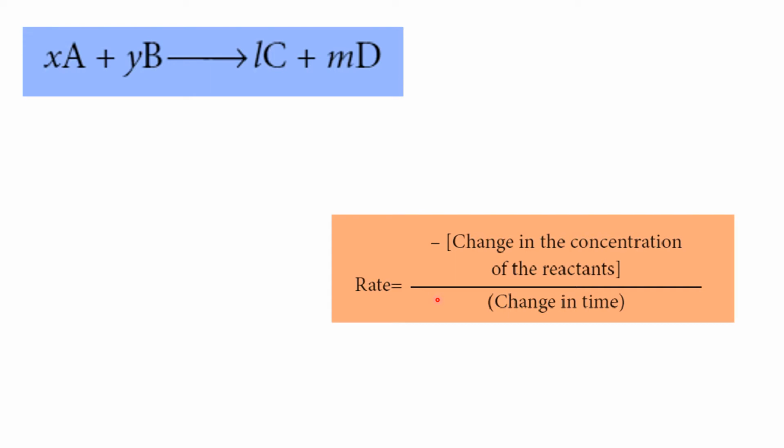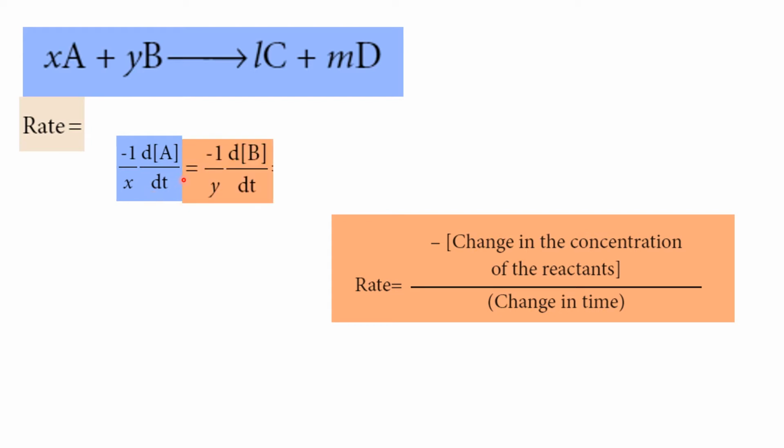So here, change in the time. So change in the concentration of reactants, minus into minus, okay, divided by change in the time. That is the rate. So in this reaction, A and B are reactants, so the concentration decreases. Here the number is x, so you want 1 divided by x. So rate equals minus 1 divided by x into change in the concentration of A with respect to time. For B, minus 1 by y, change in the concentration of B with respect to time.